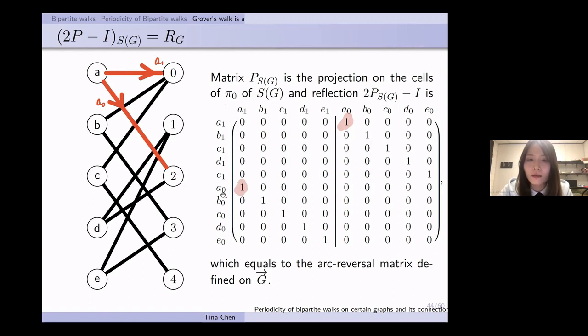So you can see here, A0, A1 will have entry 1. So basically, if you give it an edge A1, it will give you back an edge. Now, if you give an edge A0, it gives you an edge from A1. So using the correspondence I showed before, this A0 gets mapped to A1. We also know this edge A0 corresponds to an arc from 2 to 0, and this A1 corresponds to an arc from 0 to 2. So you can see it's exactly the arc reversal matrix when we define the Grover's walk on the directed graph.